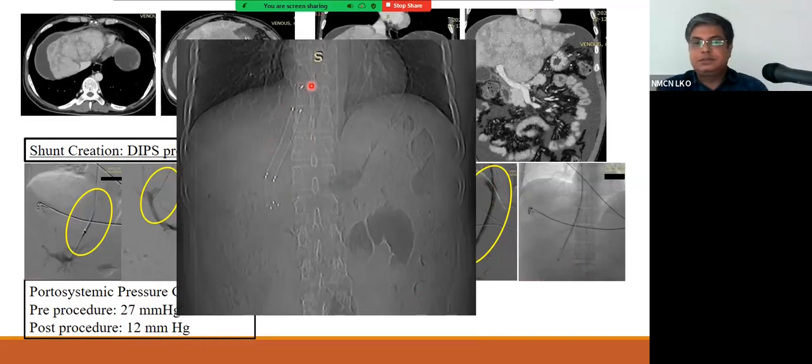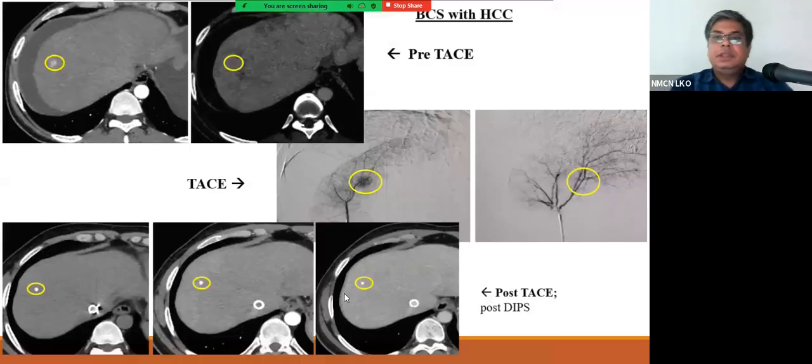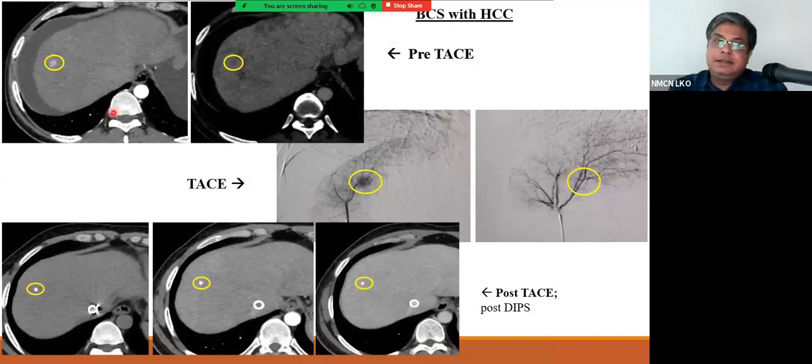This is how the stent graft looks on a radiographic image. This patient also had an arterial phase enhancing nodule in the right lobe of the liver with washout on the delayed venous phase. The alpha-fetoprotein was not in a much higher range, but over a period of 1 year, there was a change from 3 to 7. So HCC was under consideration and the case was taken up for TACE.